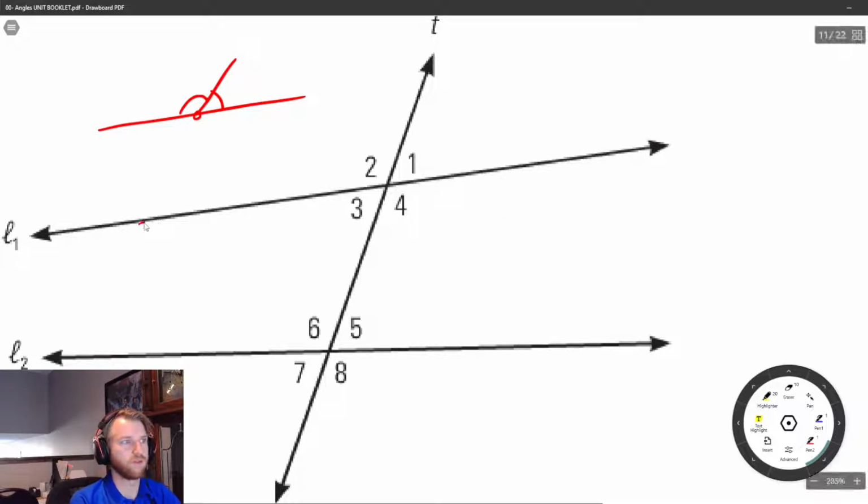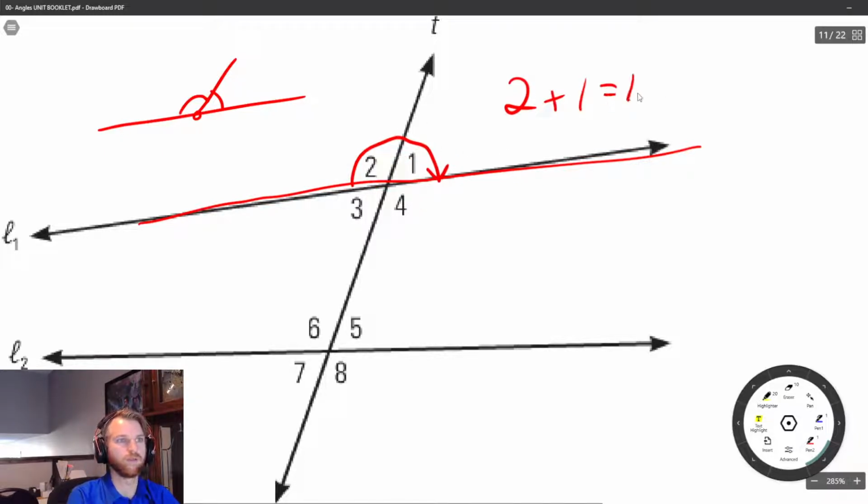So like this line here, let's just take this one to start off with. That line is a straight line and it's being split here. So we know that to go from here to here would be 180 degrees. So that means angle 2 plus angle 1 is going to have to be equal to 180 degrees. Same thing could be said for this one. We got a line here that's being split. 6 and 5 have to add up to 180 degrees. But we also have down here, this one's being split. 3 and 4 have to add up to 180.